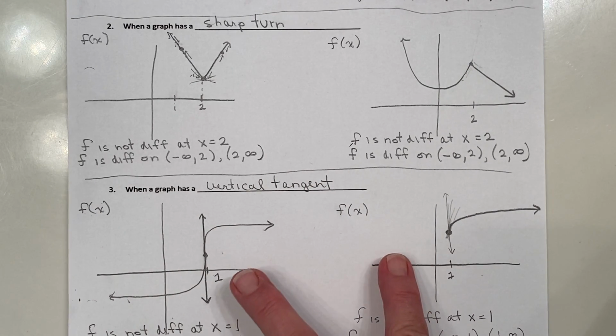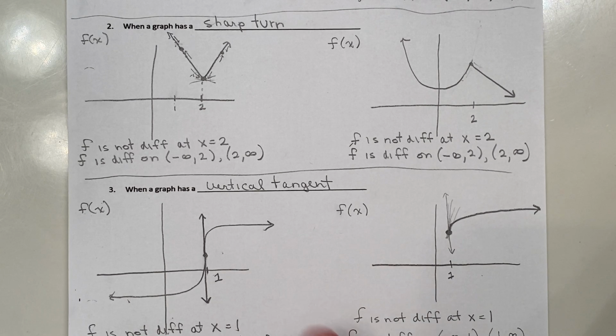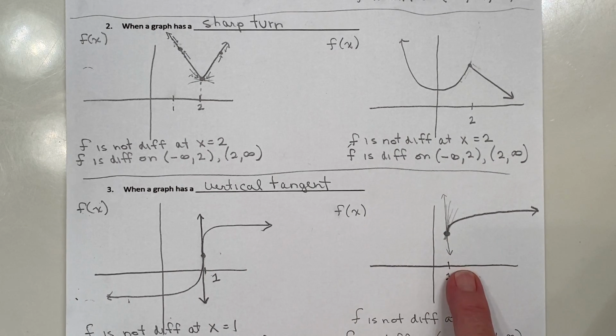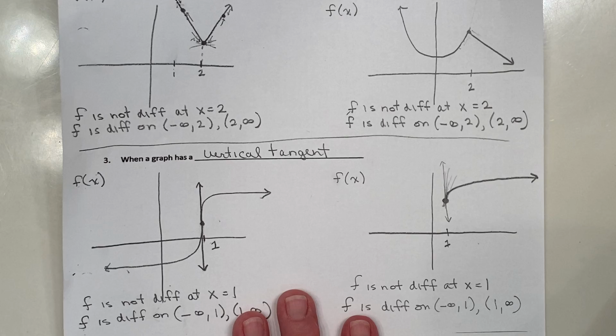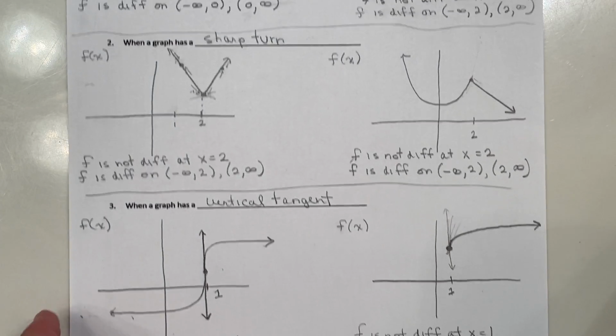This is the one that's most easily forgotten when we go back and review this later in the year and you're asked, what are the 3 cases where a graph fails to be differentiable? We often forget about the vertical tangent line. There are tangent lines there, it's just that they have no slope. So that's what causes the graphs to be not differentiable at those x values.